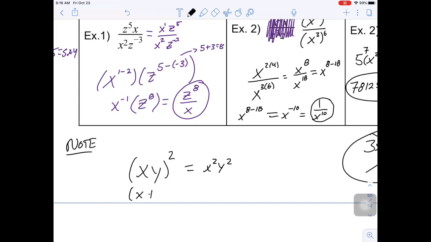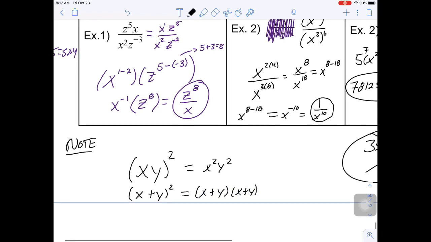Now what happens when I have x plus y, squared? This is where people start to become confused. They simply feel like they can apply this exponent inside. But with polynomial rules, which we've learned before, this will actually become x plus y times x plus y. And then from there, you're going to have to FOIL this out. So x times x, x times y, y times x, y times y. So you'll end up getting x squared plus 2xy plus y squared.